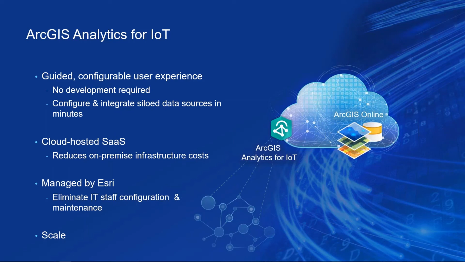It's a cloud-hosted SaaS, which reduces procurement and maintenance expenses for on-premise infrastructure. And it's managed for customers by Esri. And this is really huge. Organizations today can spend hundreds of thousands of dollars or more on staff and projects that are configuring, optimizing, and maintaining in-house real-time and big data architectures. Analytics for IoT is run by a dedicated operations team that handles this for you. So abstracting all that complexity so that you can immediately just start working with your sensor and observational data.